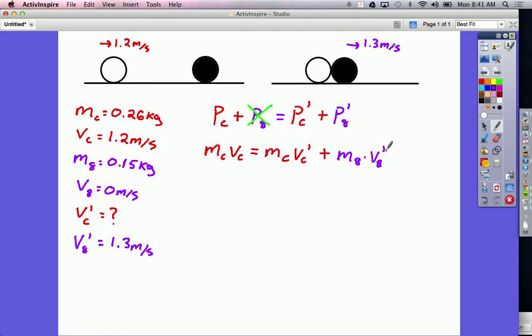And again, what we're looking for is velocity of the cue ball prime, so I'm going to do a little algebra to solve for that. First thing I've got to do is subtract my 8 ball term over to the left side. So I get mass of the cue ball, velocity of the cue ball, minus mass of the 8 ball times velocity of the 8 ball after the collision. That leaves mass of the cue ball, velocity of the cue ball prime on the right.